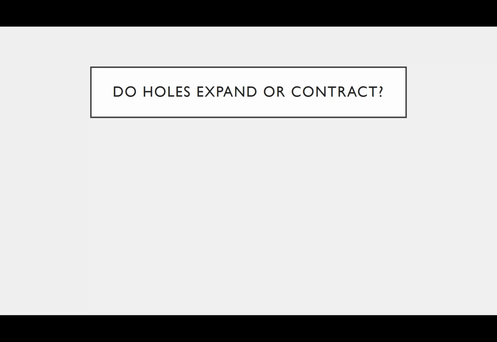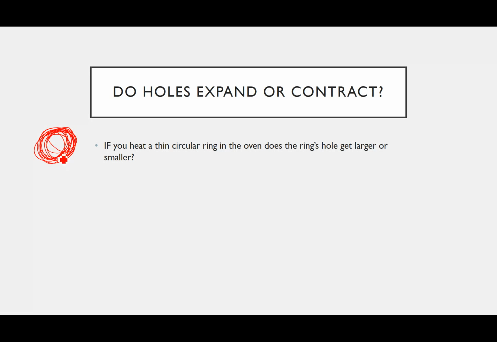All right, here are two misconceptions or common ideas for thermal expansion. Do holes expand or contract? So let's say you heat a thin circular ring in the oven. Does the ring's hole get larger or smaller? So here is my ring. It's red because it's super hot.